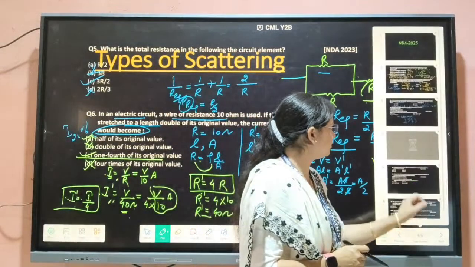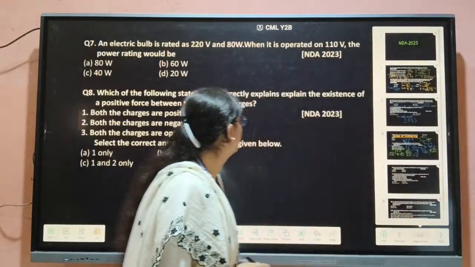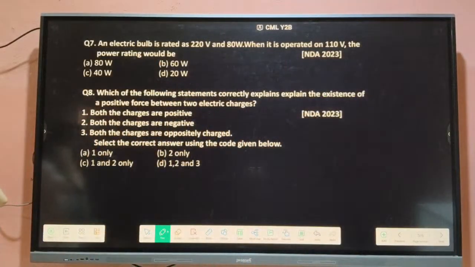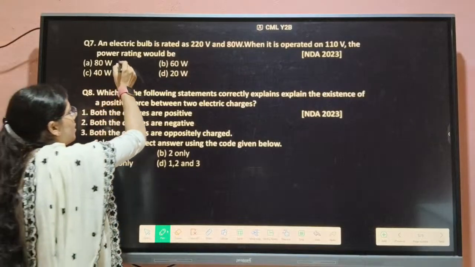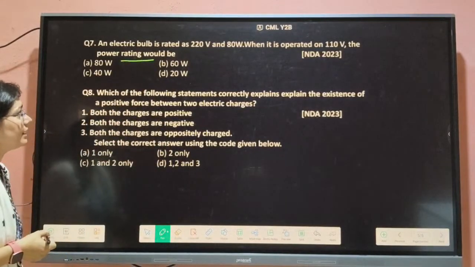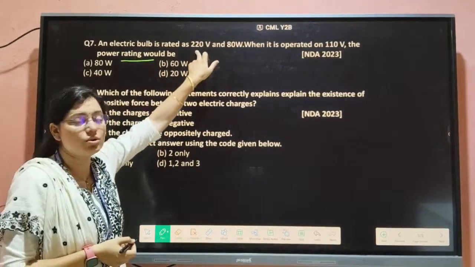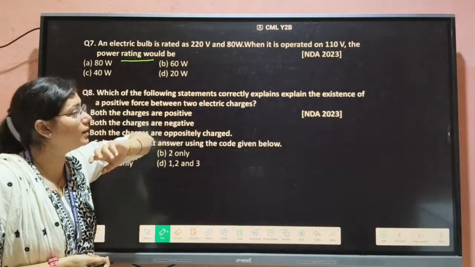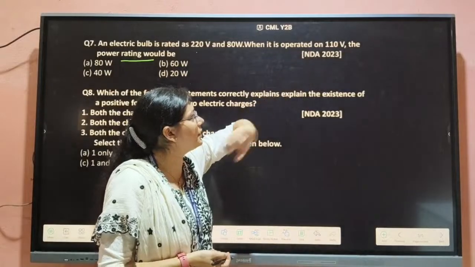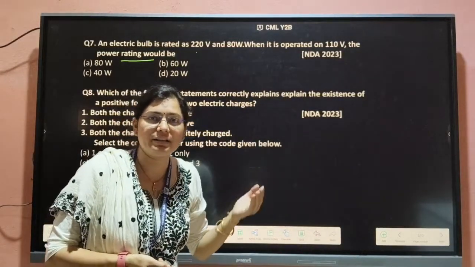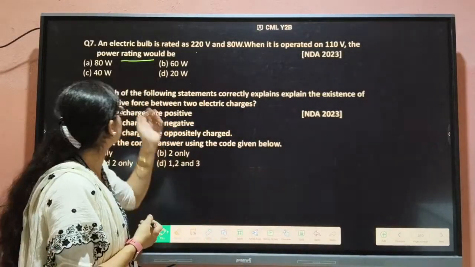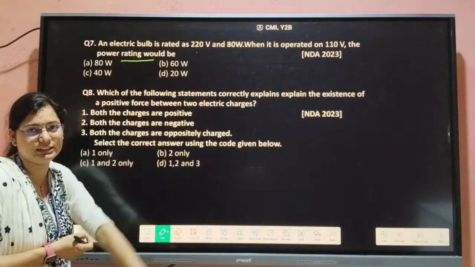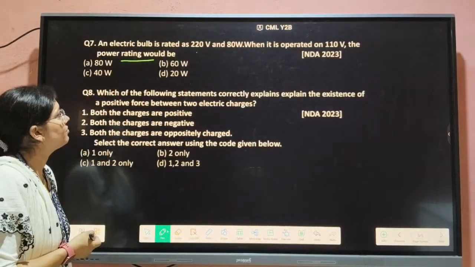Now next question. An electric bulb is rated 220 volt and 80 watt. Then when it is operated on a 110 volt, then what is the power in this one? Clear? तो ये कह रहे हैं कि एक बल्ब है जिसके क्या है 220 वोल्ट सप्लाई अगर हम उसको प्रोवाइड करवा रहे हैं, then 80 watt is the power of the bulb. Then when it is operated on 110 volt, if we are providing the supply 110 volt, then what is the change in the power? Power के अंदर क्या change आएगा? Clear? So how we can find this one?